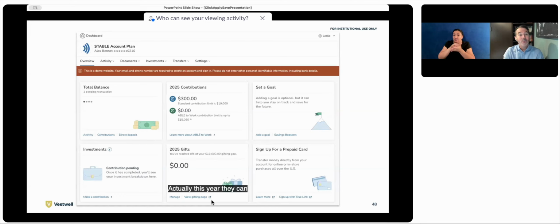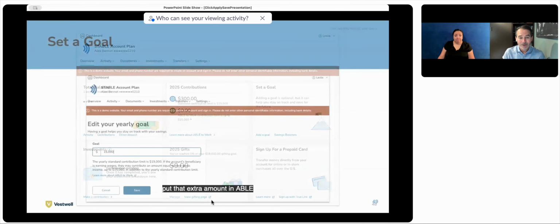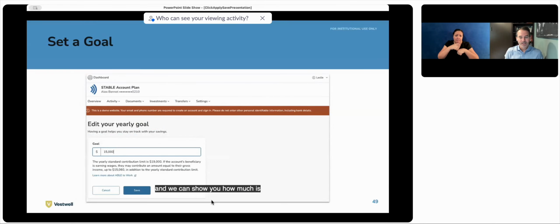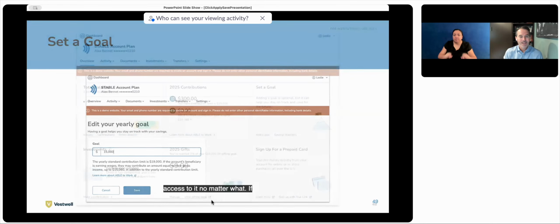So it's a great provision if you are working and you're wanting to put some of your earned income, and you can only put as much money in there as you're earning. So it's either $15,000 or the total amount that you've earned that year. You can put that extra amount in ABLE, and we'll capture it there. We can show you how much is in each bucket, and you'll have access to it no matter what. If we could actually go back really quickly, and I'll wrap that part of it up.